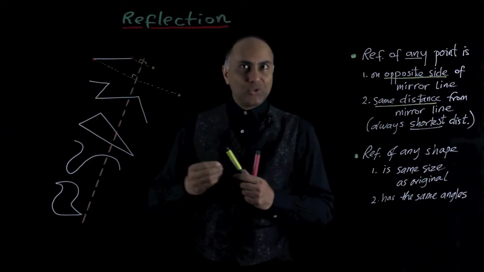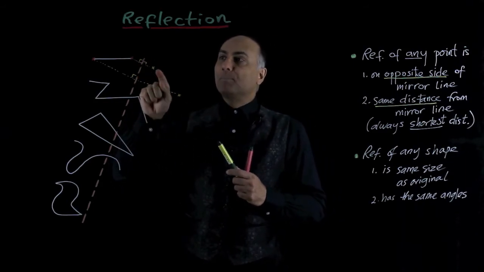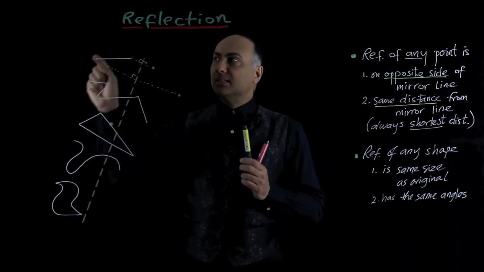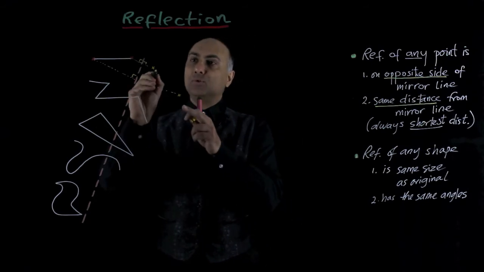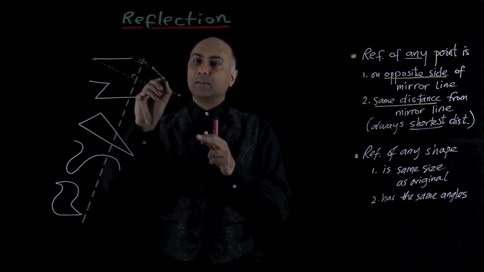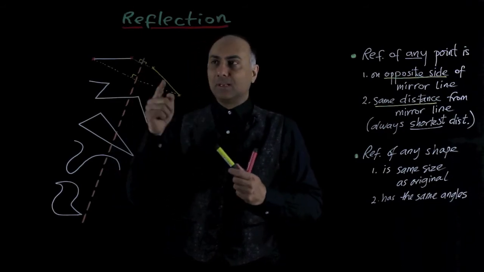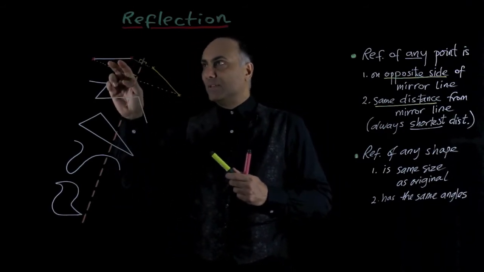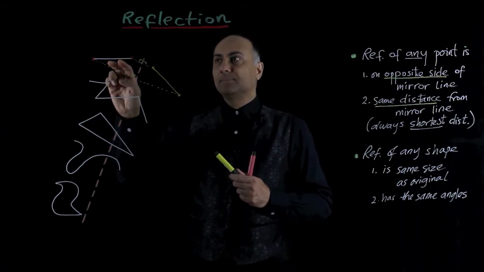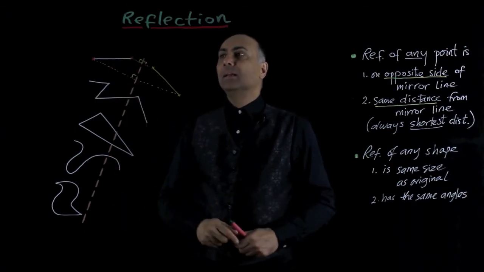And because it is a straight line, if I have plotted the two ends of the line correctly, I only need to join them up with a straight line to get the reflection. So that yellow line, that yellow solid line, represents the reflection of this white horizontal line in this mirror line.